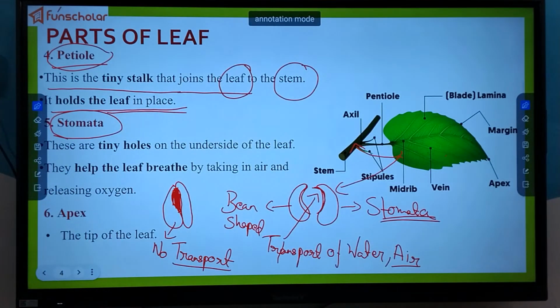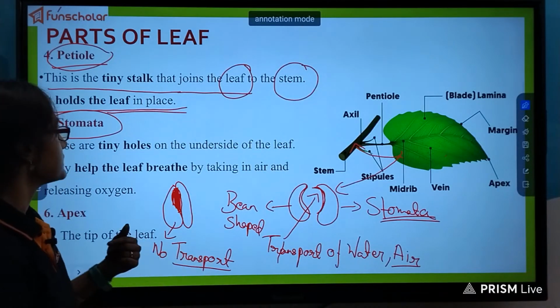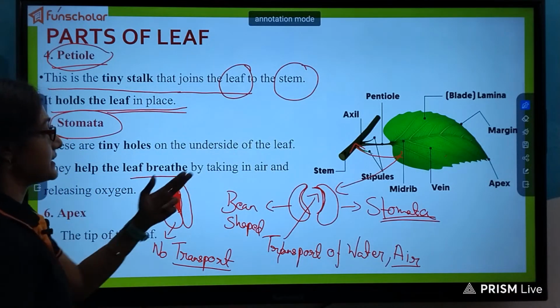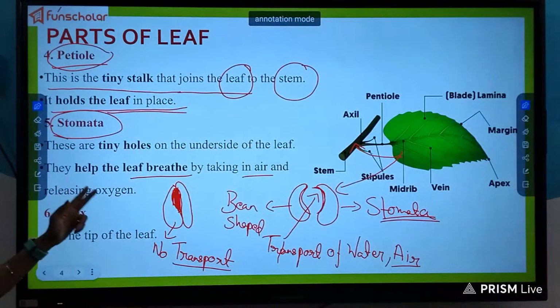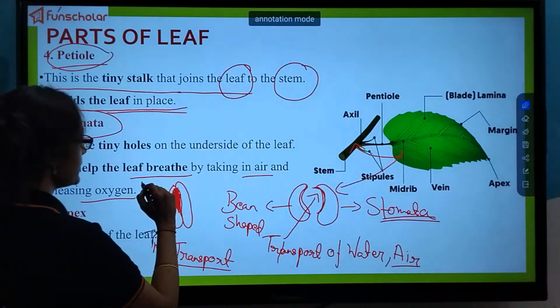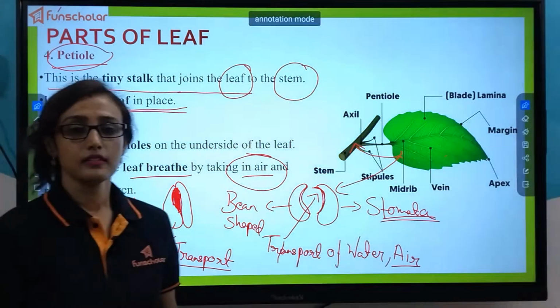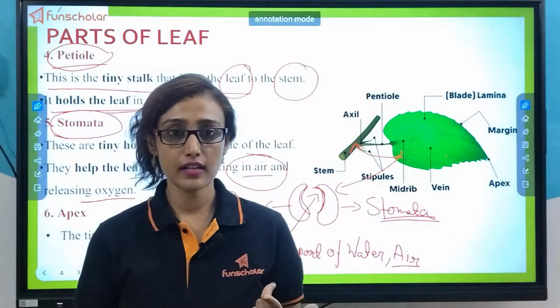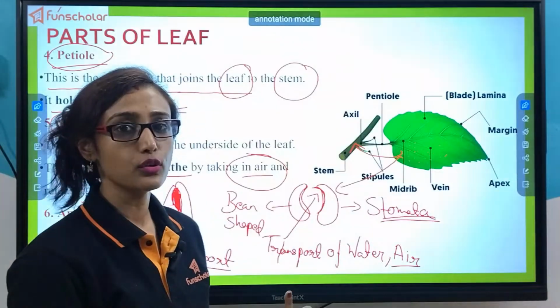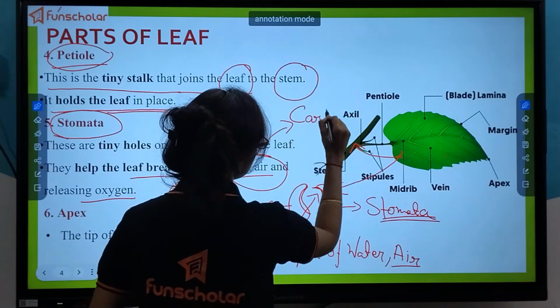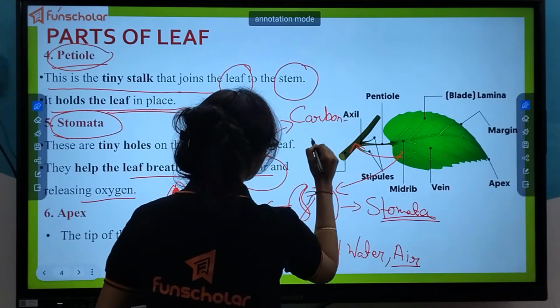Okay, let's read. These are tiny holes on the underside of the leaf. They help the leaf breathe by taking in air and releasing oxygen. Which air do the plants take in? Just think for a second. Do you know the answer? If you do, then it's good. If you don't know, then I am writing for you. It is carbon dioxide.